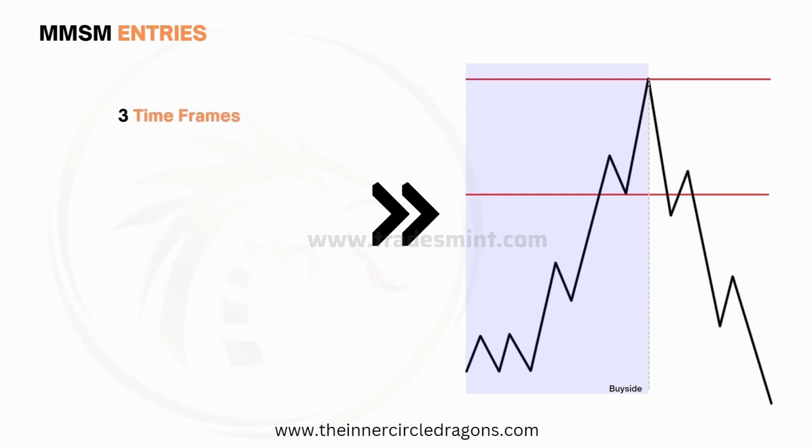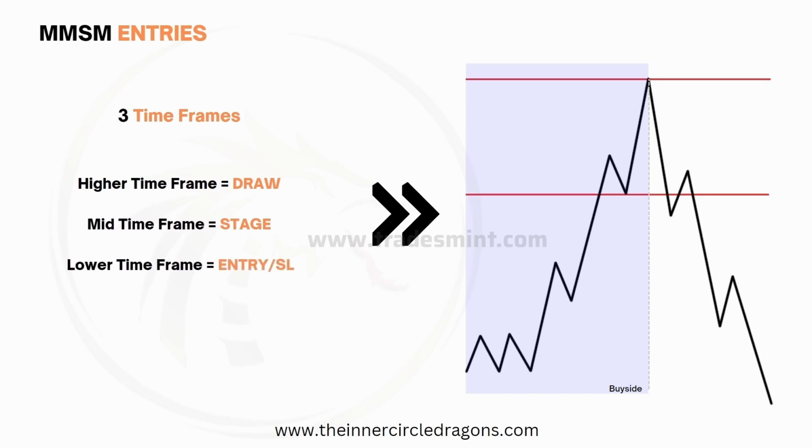Now, I always recommend that when you are looking for entries, you use 3 different time frames. You use a higher time frame, which will be your draw. You use a mid time frame that will set the stage, and your lower time frame should only be used for entries or placing your stop loss, refining it ideally, right? But your reason for entry should be based on your mid time frame, so your stage.